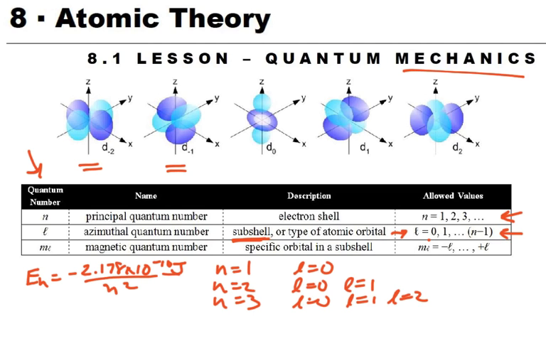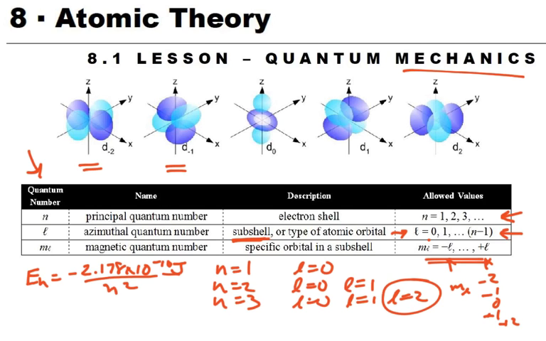Now then, the last one here, this m sub l, that is the magnetic quantum number that is dependent on l. It goes anywhere from negative l to positive l, and we'll see that again on a better picture on another page. But the idea is, let's say when l equals 2, then m sub l could be negative 2, could be negative 1, 0, positive 1, positive 2. So there are 5 values for that.